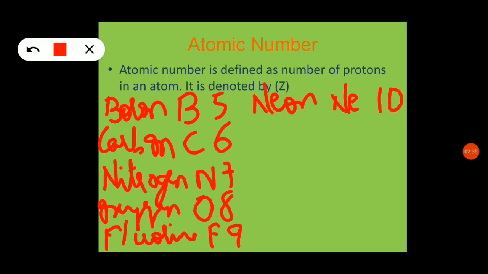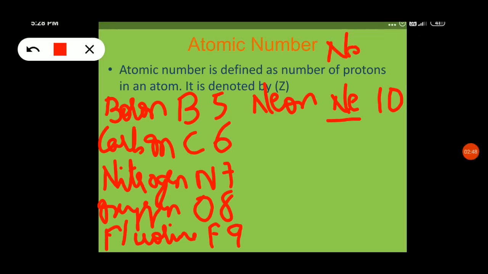So always remember, the symbol is represented by a capital letter. And if two letters are there, for example neon, the first letter should be capital and the second letter should be a small letter. And there should not be any space here.